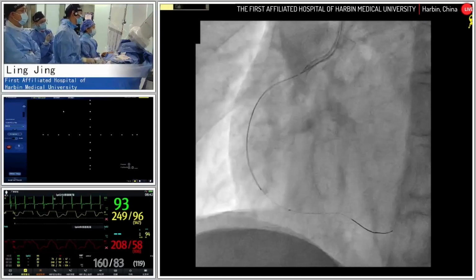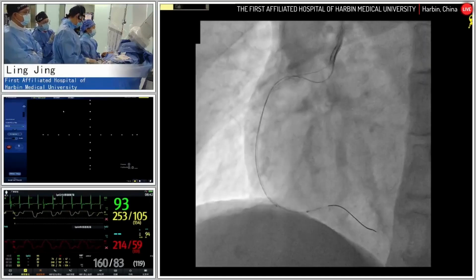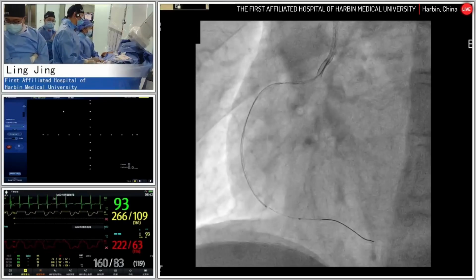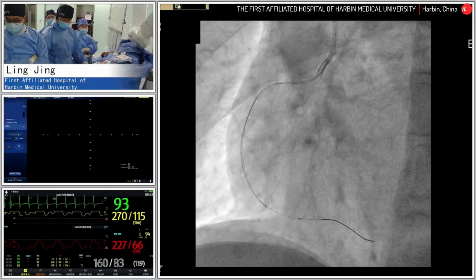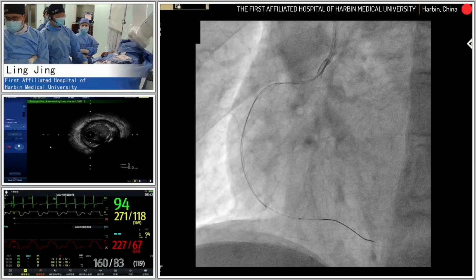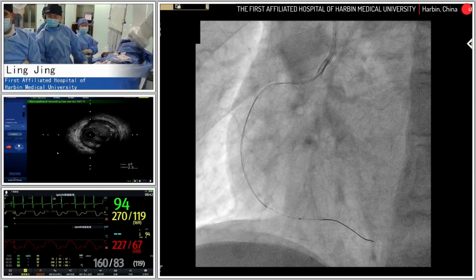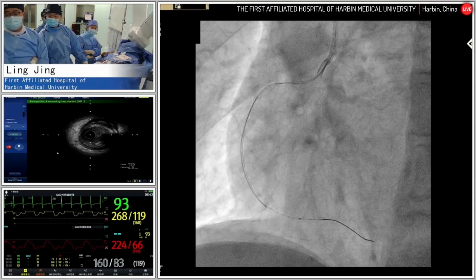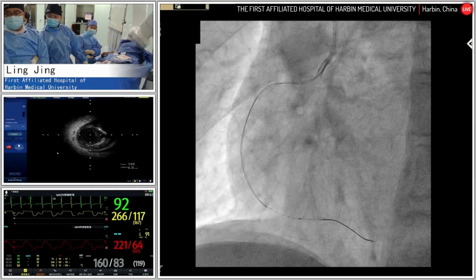Okay, we are making the IVUS run again to check the situation after the 2.5 cutting balloon. Okay, pull back, please. Okay. Once again, we notice that after the vasodilator and the cutting balloon, the distal landing zone seems to be much better now.